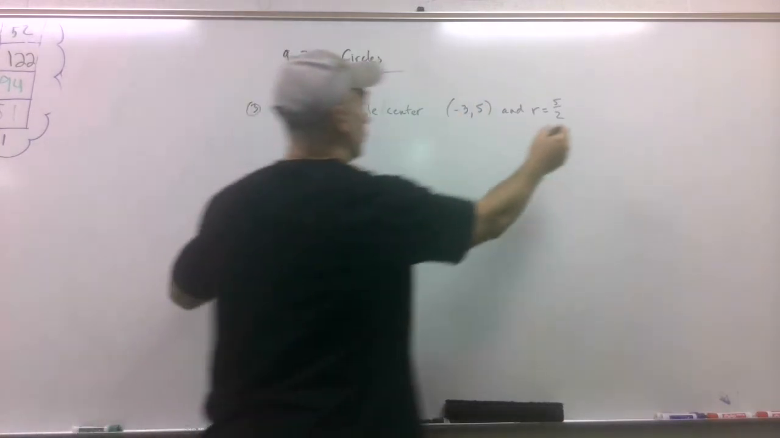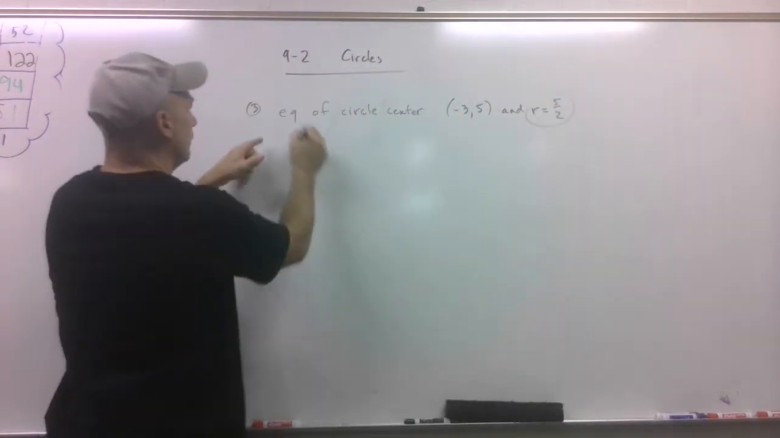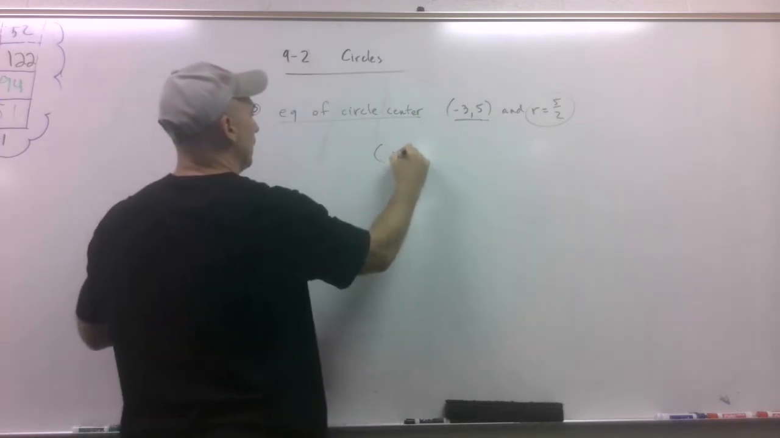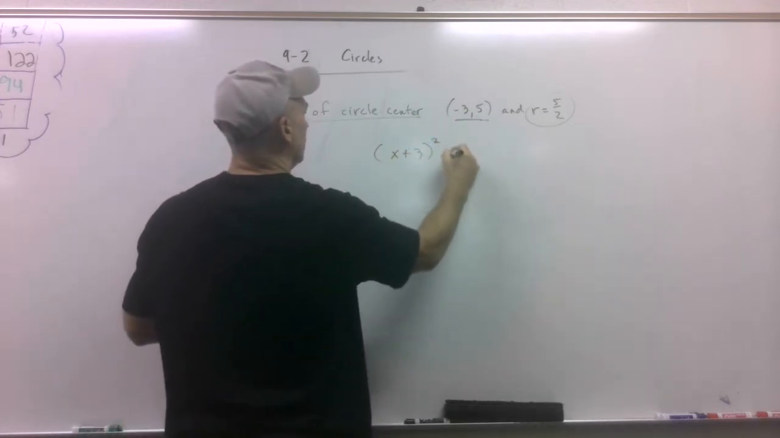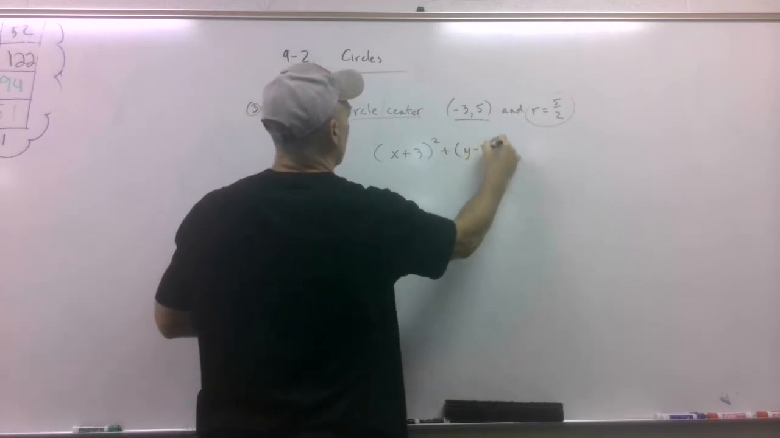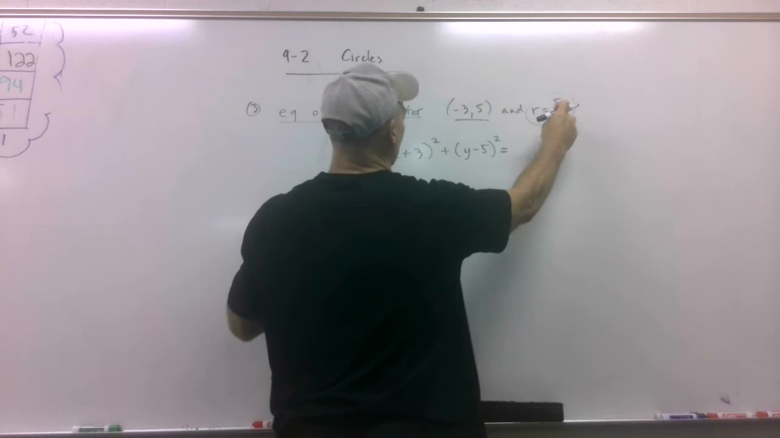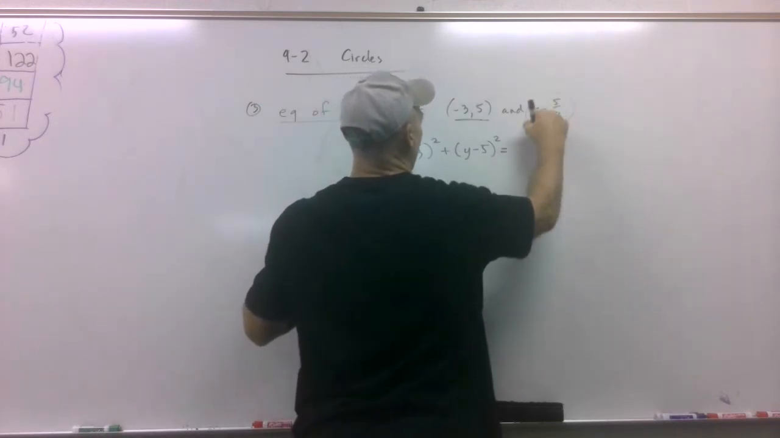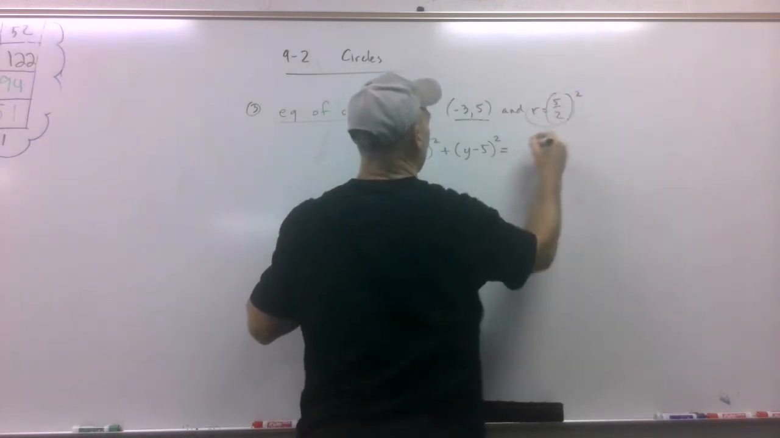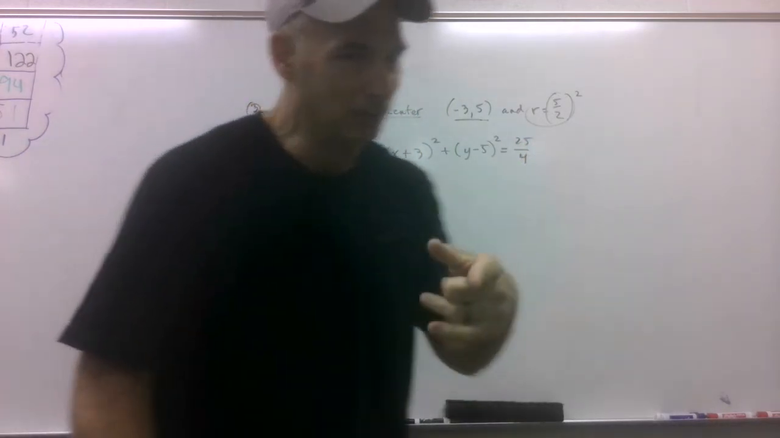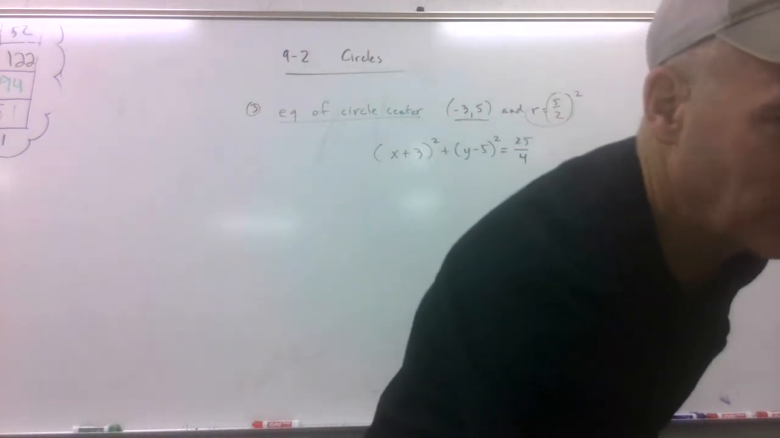Now they're going to mess with you with a fraction. Don't panic. Find the equation of the circle with center. So we're like, okay, I think I'm getting the gist here. There's my adjustments for the center, equals, don't you dare put 5/2 here. If r is 5/2, you got to square it. So it's 25/4. That easy sometimes. There's more difficult ones coming.